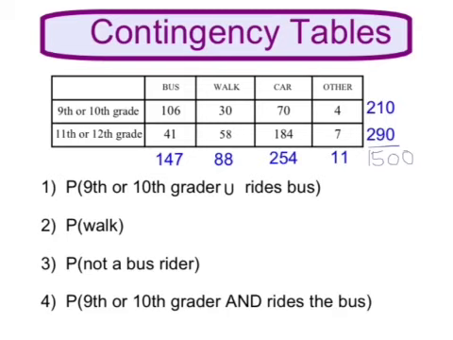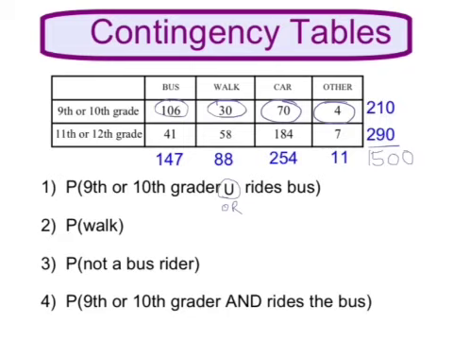Number 1 says, find the probability that if I randomly select a student, we're looking for the probability of a 9th or 10th grader, and then remember this symbol means or, someone who is in 9th or 10th grade or rides a bus. What I'm going to do is go up to my table and find all of the people that are 9th or 10th graders. So that's these people, these people, these people, and these people. Those are my 9th or 10th graders.